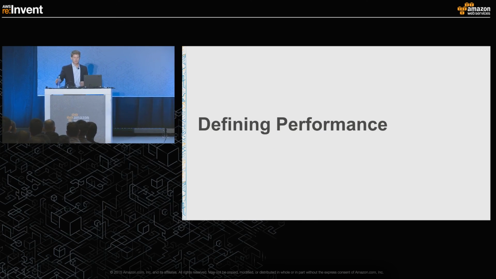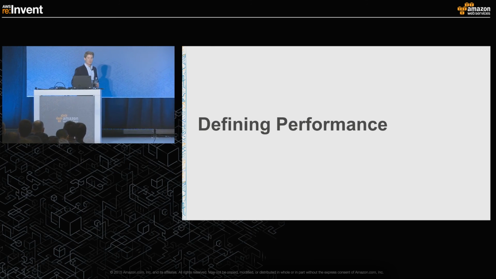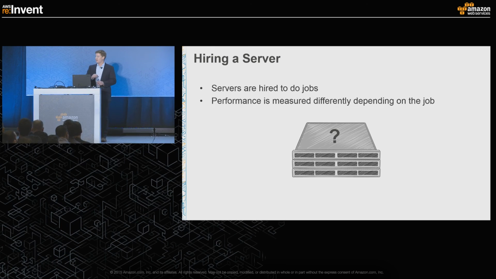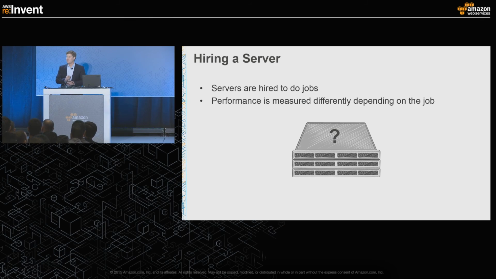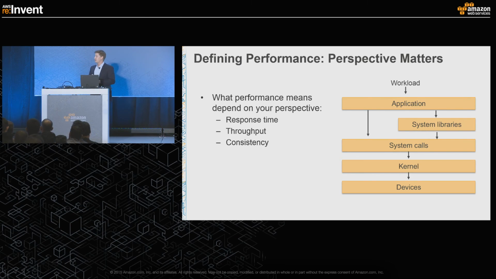So defining performance. In order to improve performance, the first step is to actually define what it is and figure out how to measure it. And I like to talk about how servers are hired to do jobs. And what that job is really depends on what your business objectives are or what your personal objectives are, what the application is doing. And so if you try to generalize, there are a few ways to describe performance. One is response time. How quickly can you do a unit of work, however you define what that unit is.